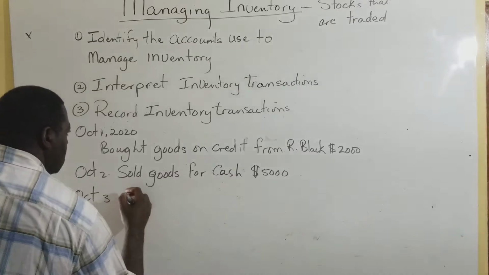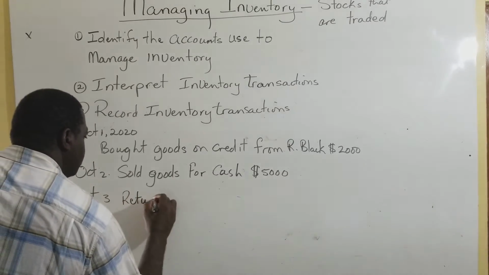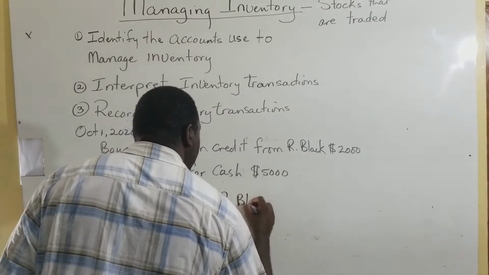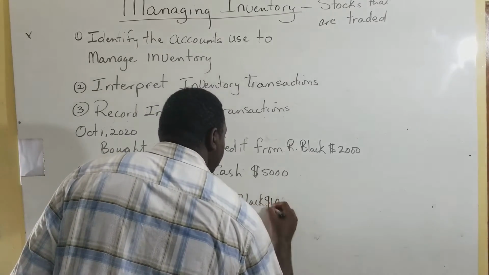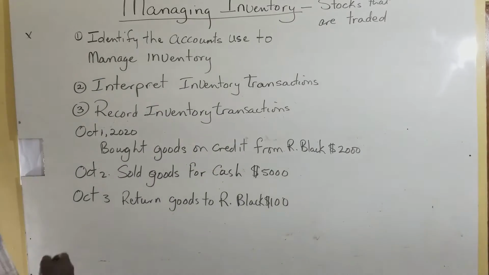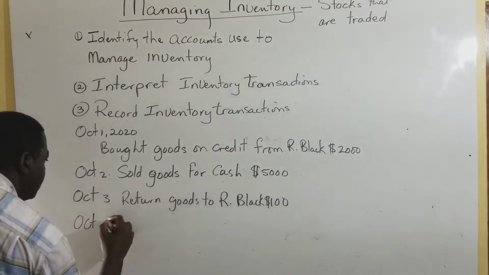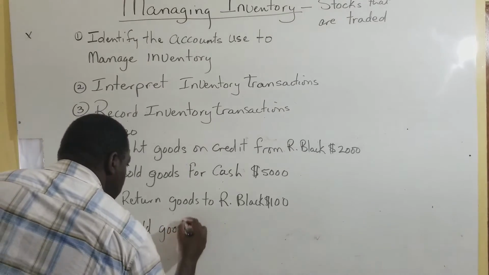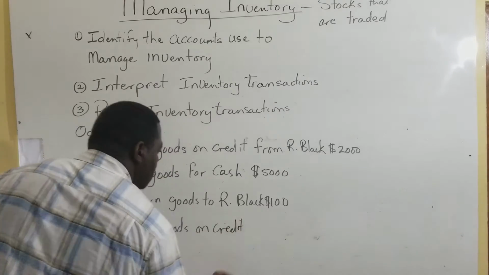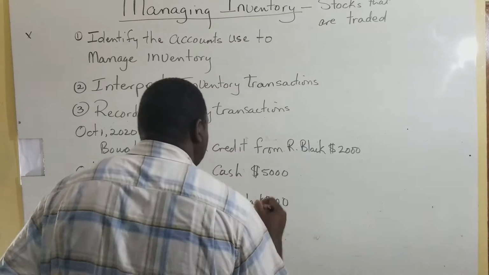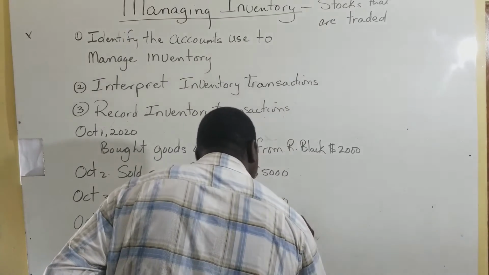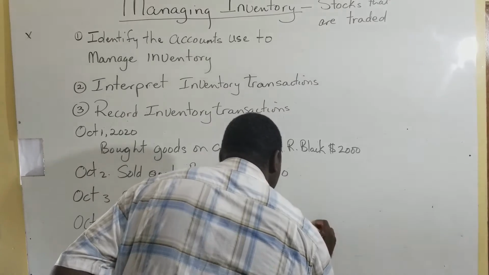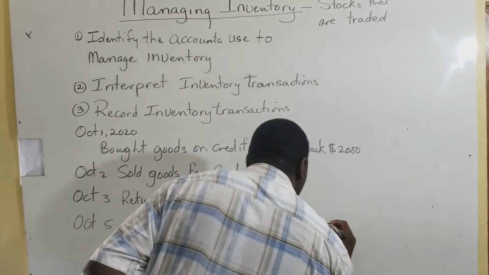Return goods to our Black, $100 worth of goods. And our next is October 5. We sold goods on credit to M. All right, let's say it is M. Brown. Okay, and this amount of money is $400.